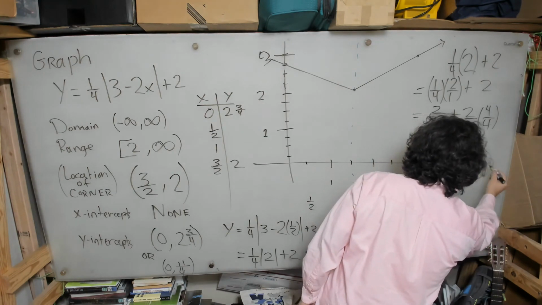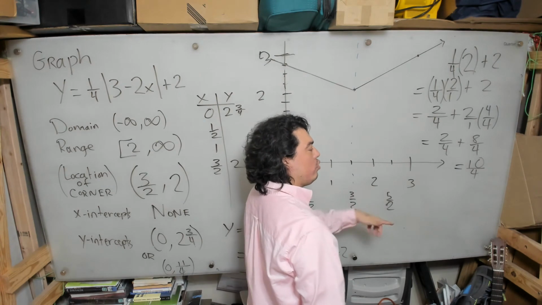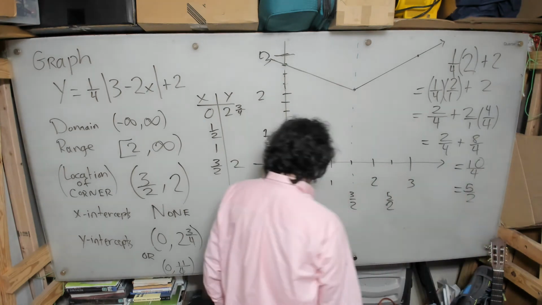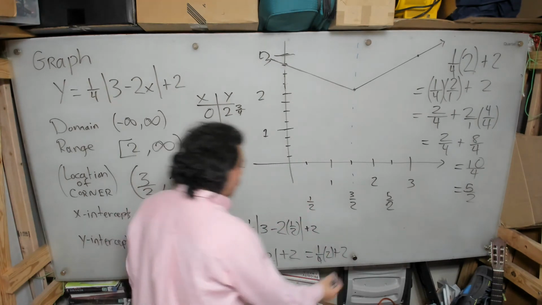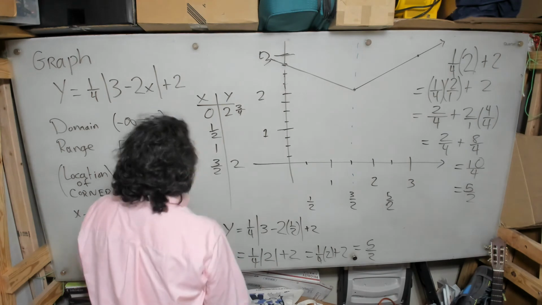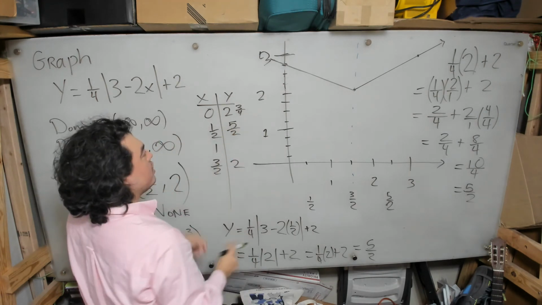Okay? And I can divide the top and the bottom by 2, and that'll give me 5/2. Okay? And that's my result here. So this will be 5/2. So then I can put that in my table here, 5/2. Now, does that make sense to us?